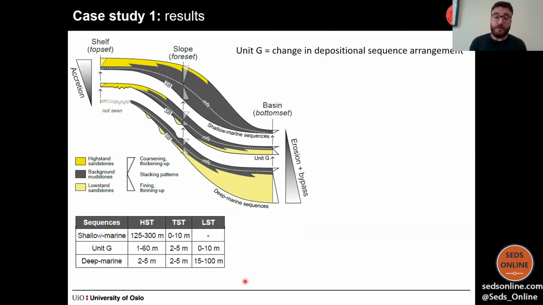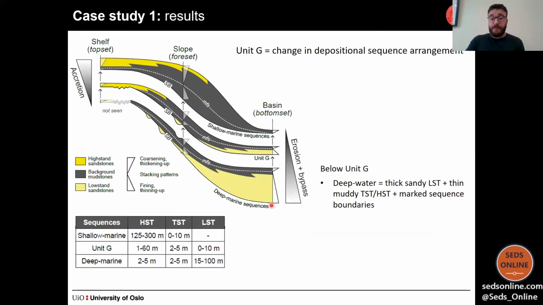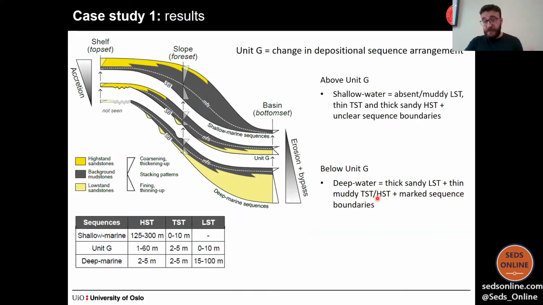So unit G is also documenting a change in the depositional sequences. Below unit G, the sequences are dominated by thick lowstand deposits, and they contain very thin combined muddy transgressive and highstand systems tracts. Above unit G, these sequences are dominated by shallow marine deposits. They have very little or muddy lowstand systems tracts and transgressive systems tracts, and then we have a thick sandy highstand. And unit G seems to be something in between, with sandy highstands, thin transgressive systems tracts, and then some variable lowstands that are locally very sandy.